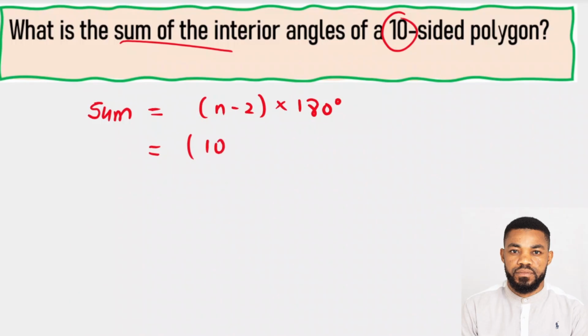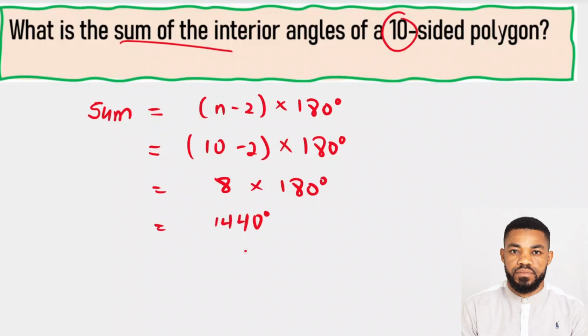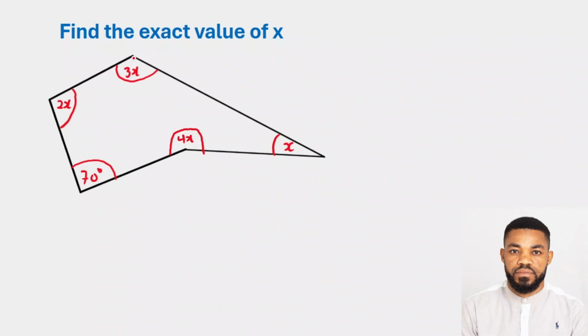So that's going to be 10 minus 2 times 180 degrees. Now 10 minus 2 can be simplified to 8 times 180 degrees. Simply, 8 times 180 will give you 1440 degrees. So easily we have been able to work this particular question. That's the sum of the interior angles of a 10-sided polygon, which is a decagon. Let's get our next question underway.